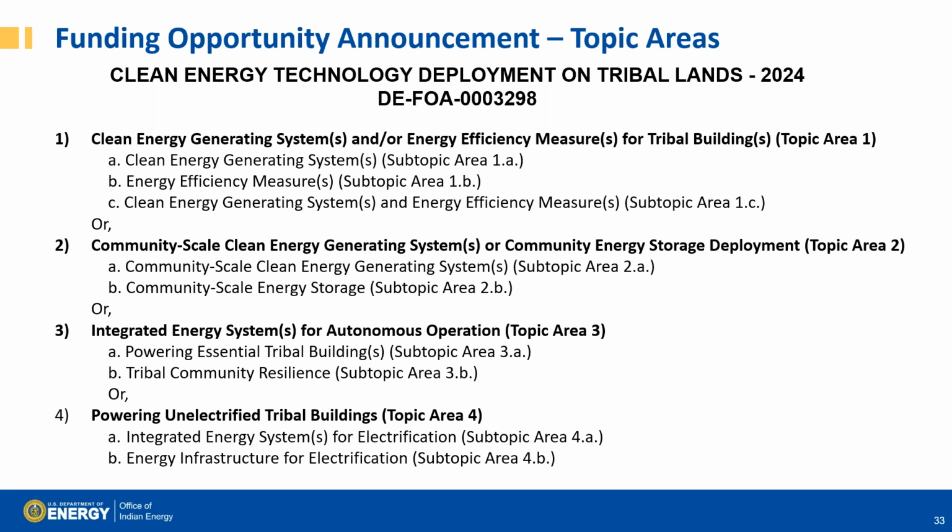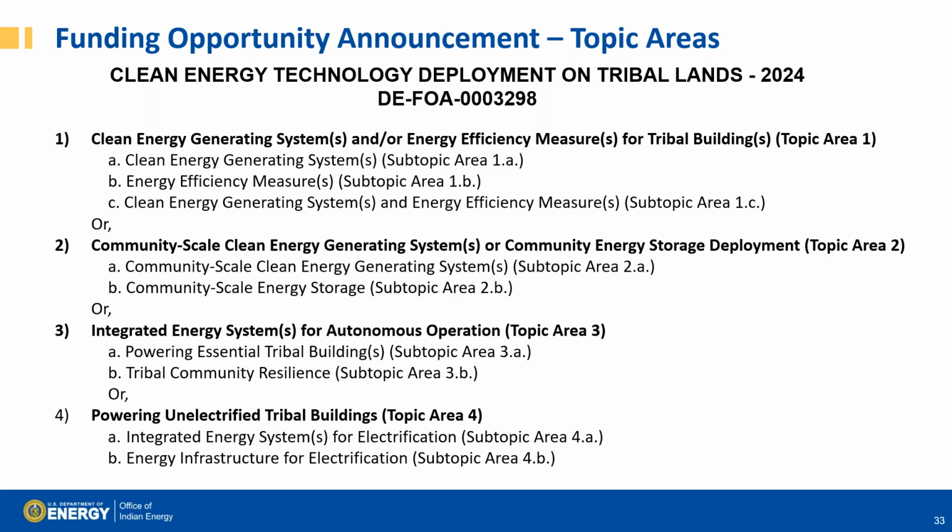Topic Area 2 is for the deployment of community scale clean energy generating systems or community energy storage. For the purposes of Topic Area 2, community scale means serving a substantial number of tribal buildings within a community or a substantial portion of the community's energy load or an entire tribal community. For the purposes of this FOA, substantial means of ample or considerable amount. And you can see Appendix A of the FOA for definitions of community.